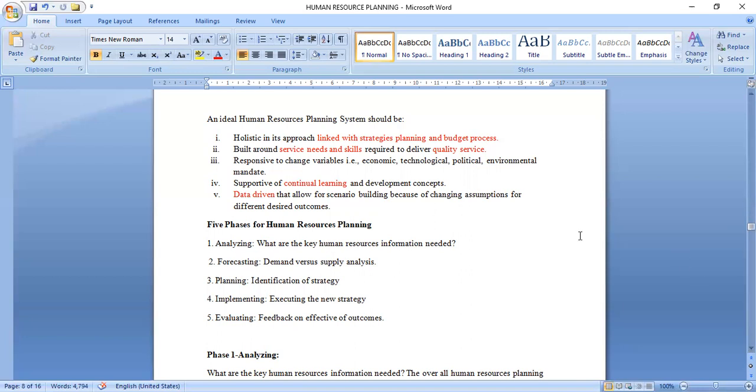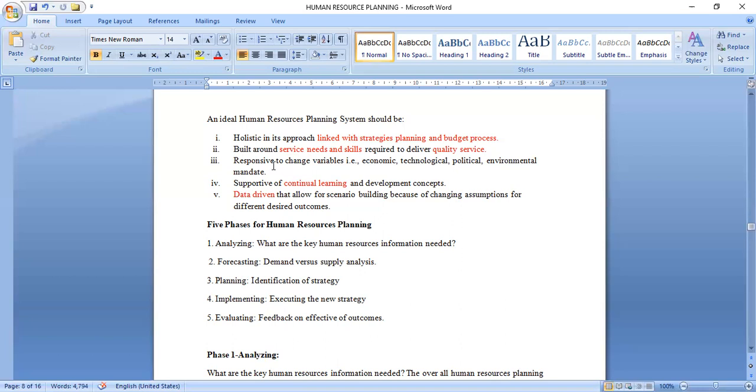And then also, the human resource planning system should put into consideration the service needs and the skills needs, so that at the end of the day the quality service will be achieved. Yeah, so the human resource planning should be aimed at achieving quality service at the end of the day. Then the human resource planning systems also should be flexible.